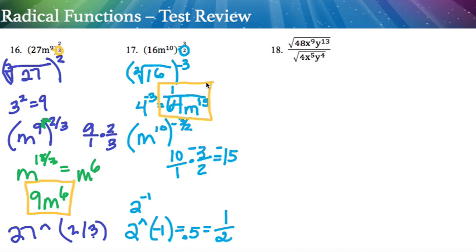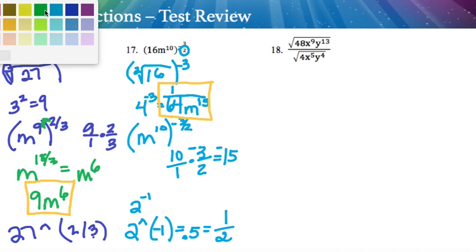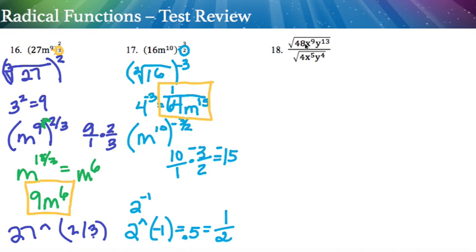All right, next problem. This one is one of those problems that everybody looks at and says, oh my gosh, too much information, I can't do this. Okay, so then we just want to make it one big radical. 48 divided by 4, so we're going to do 48 divided by 4, right? That's just going to make 12.